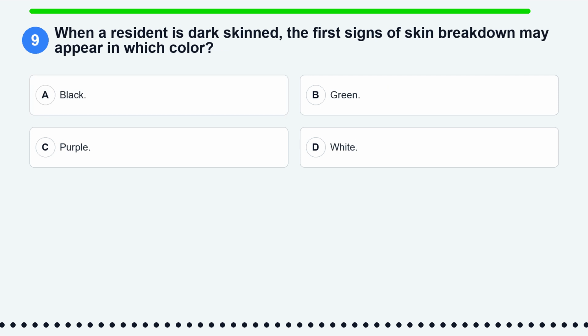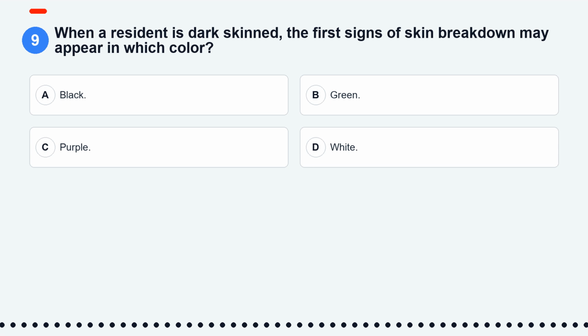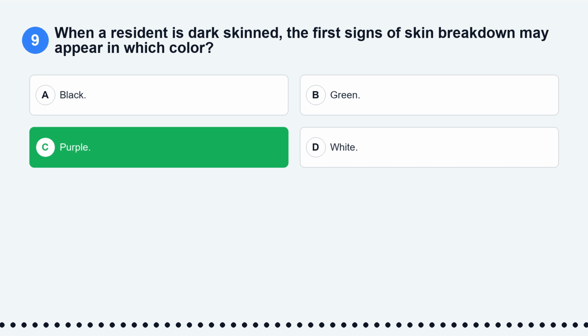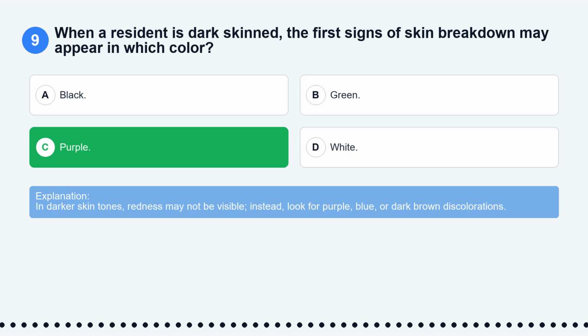Question 9. When a resident is dark-skinned, the first signs of skin breakdown may appear in which color? Option A, black. Option B, green. Option C, purple. Option D, white. The correct answer is option C, purple. In darker skin tones, redness may not be visible. Instead, look for purple, blue, or dark brown discolorations.